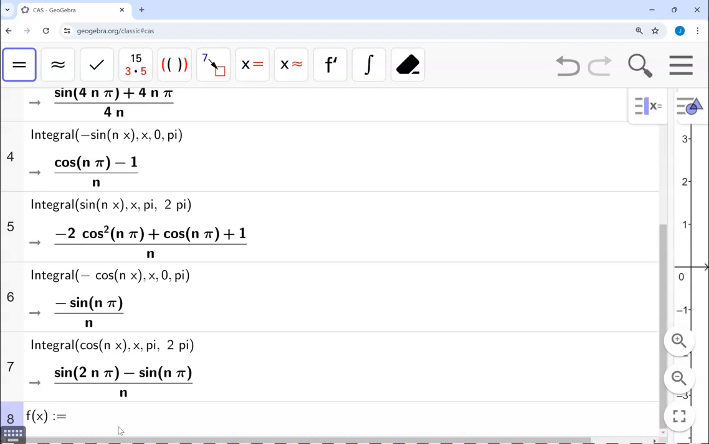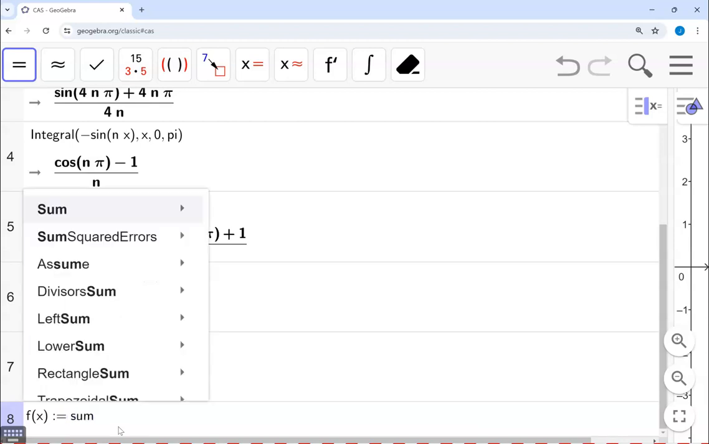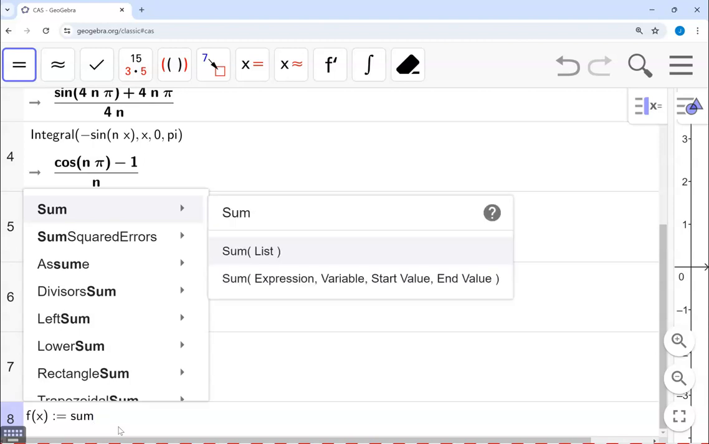That's the idea. We're going to use the sum command. So if I type in sum, there's all sorts of things in there. Hey, notice there's also a sum of squared errors in there. That's kind of fun. No one cares. Okay, great. Let's not connect it to stuff that we've done. All right. The second one is the one that we want. I want to type in an expression, tell it what variable is changing, where to start, where to end.